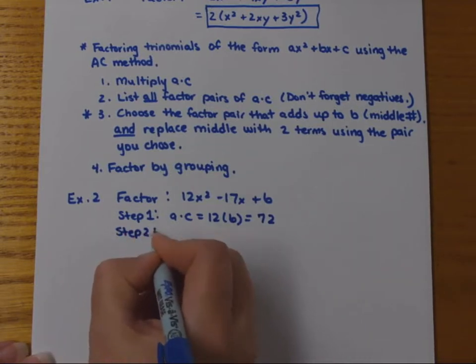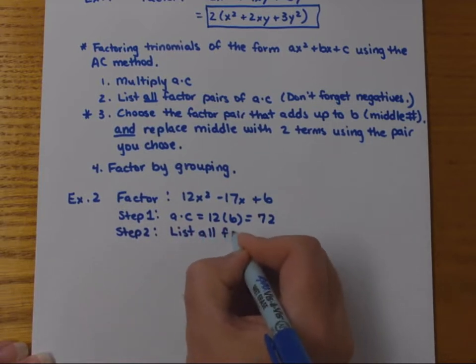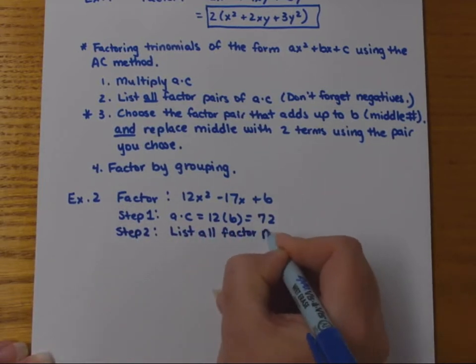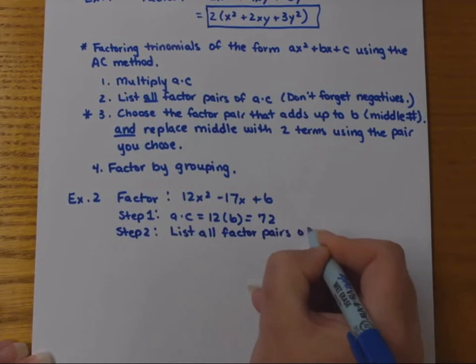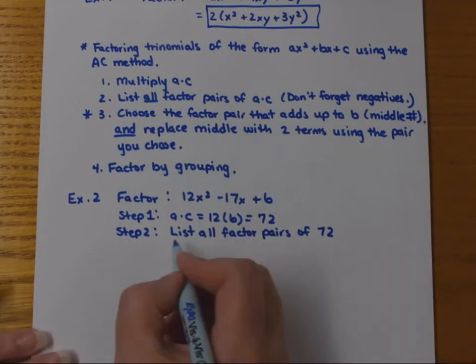All right, so step 2 is you need to list all the factor pairs of 72. All the numbers that multiply to give us 72. Especially when the number is a little bigger and there are a lot of factors, you're going to want to go in some sort of order so you don't forget them.